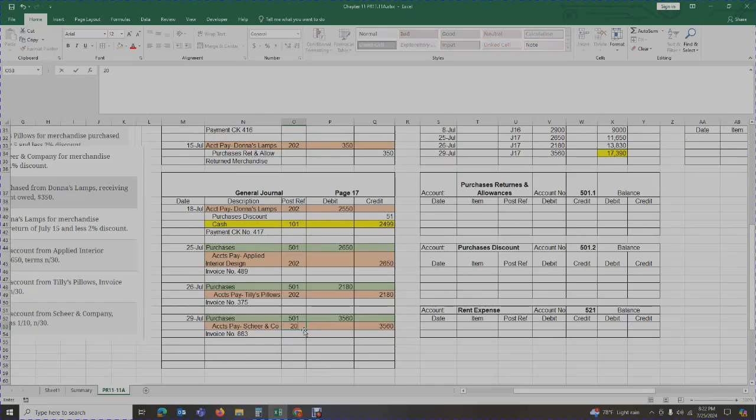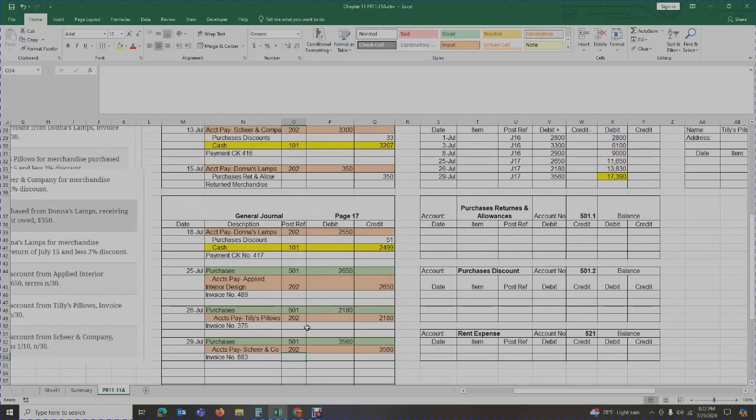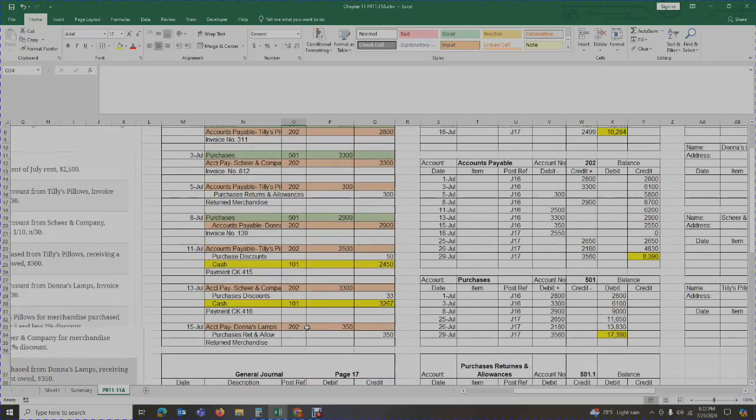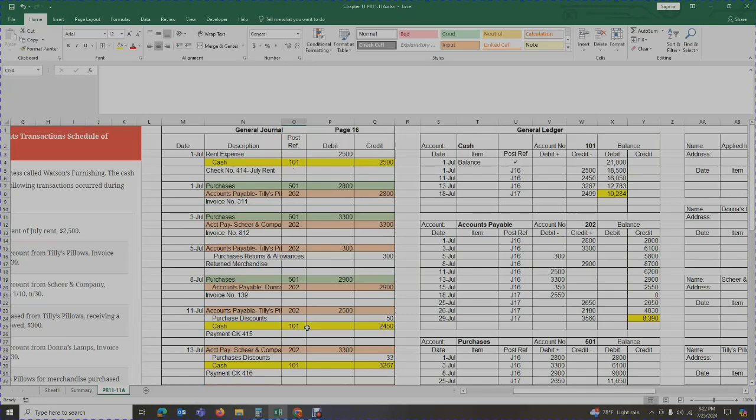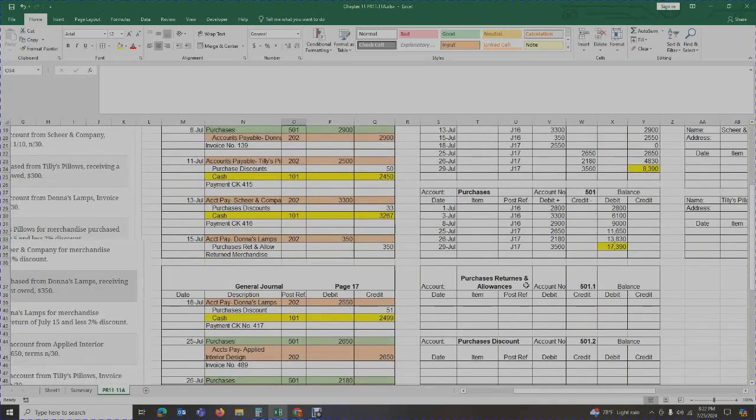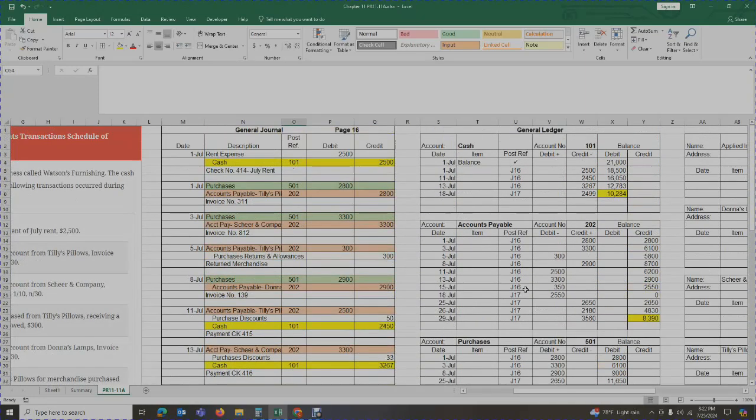I missed this one over here. Okay, so all of the ones highlighted should have an account number. Let me do a quick check. Yes, they do. Okay, so now we go to purchases, returns, and allowances. We're going to locate purchases, returns, and allowances, and we're going to do it in a different color.